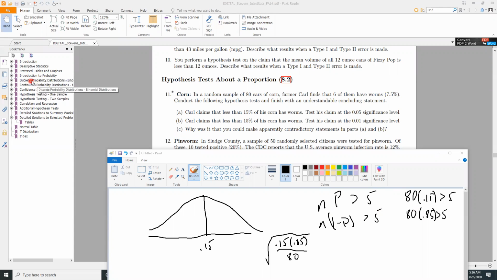I think it was the discrete probability distribution when we learned about the normal approximation of the binomial distribution. And last week with confidence intervals, n times p has to be bigger than 5, and n times 1 minus p has to be bigger than 5. Well, 10% of 80 is 8, and 15% will certainly be more than that, so that satisfies that condition. And same thing here, 85% will also be greater than 5.